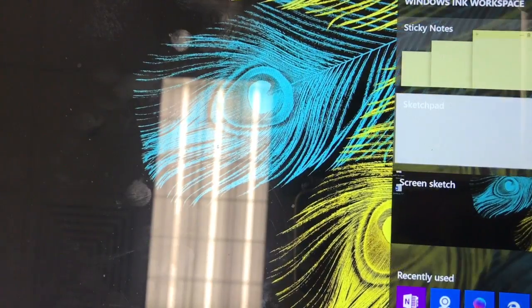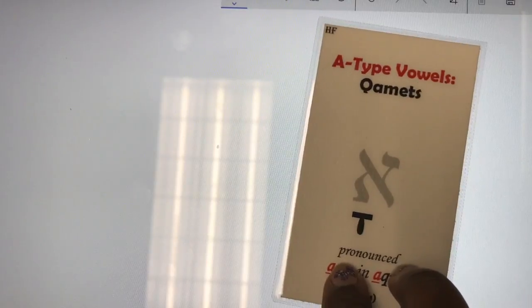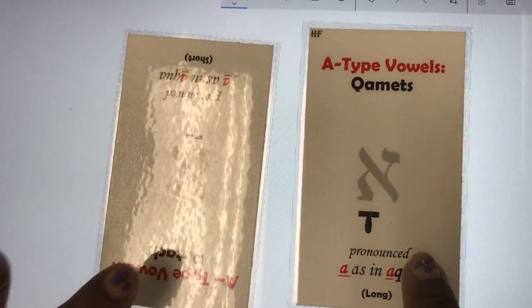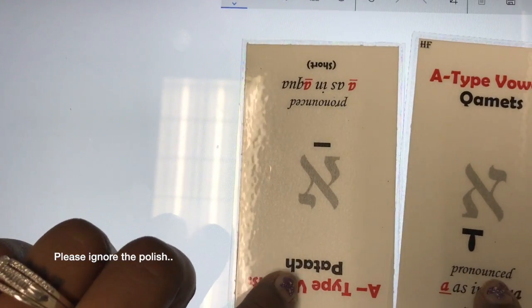Now we're going to look at the vowel points we're going to be using today. The vowel points we're going to be using today are the kametz and the patach. Move that over so you can see it.